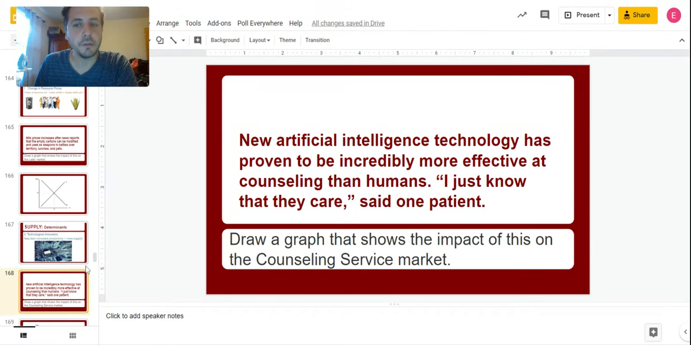New artificial intelligence technology has proven to be incredibly more effective at counseling than humans. "I just know that they care," said one patient. So we're going to draw a graph that shows the impact of this on the counseling service market.